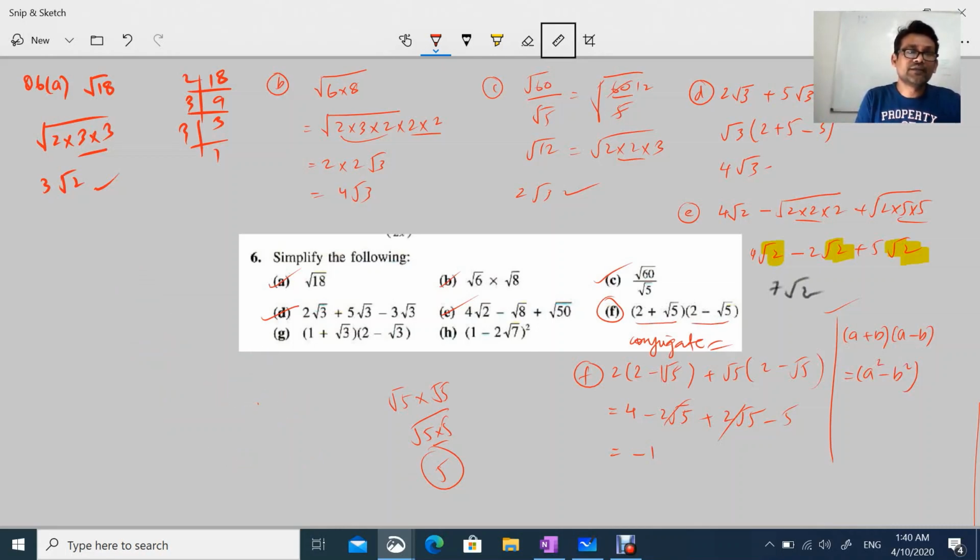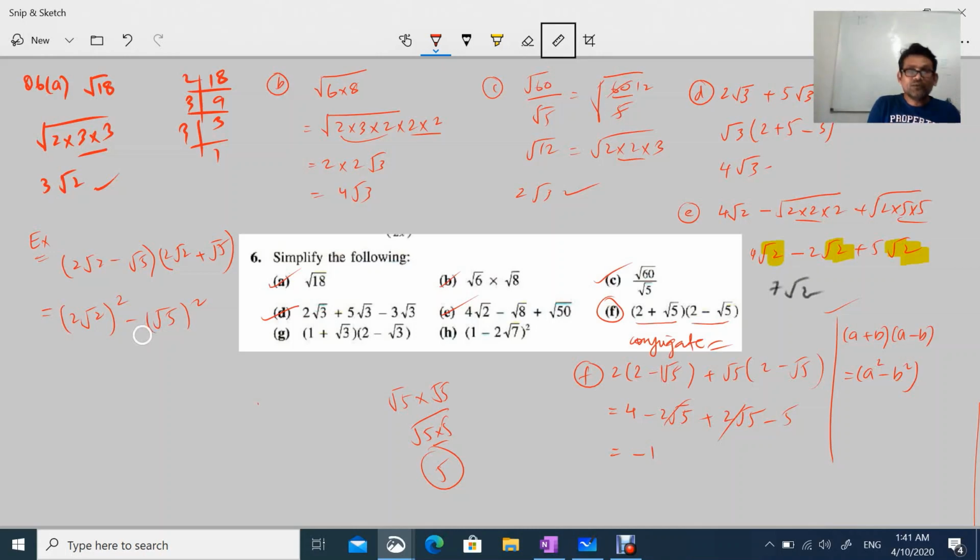I am giving an example here. What's the conjugate of 2 under root 2 minus under root 5? The conjugate will be, just change the sign: minus will become plus. So 2 under root 2 plus under root 5. Sorry, this is 2 under root 2. So you don't need to do the long calculation, just use the formula: difference of two squares, 2 under root 2 whole square minus under root 5 whole square.